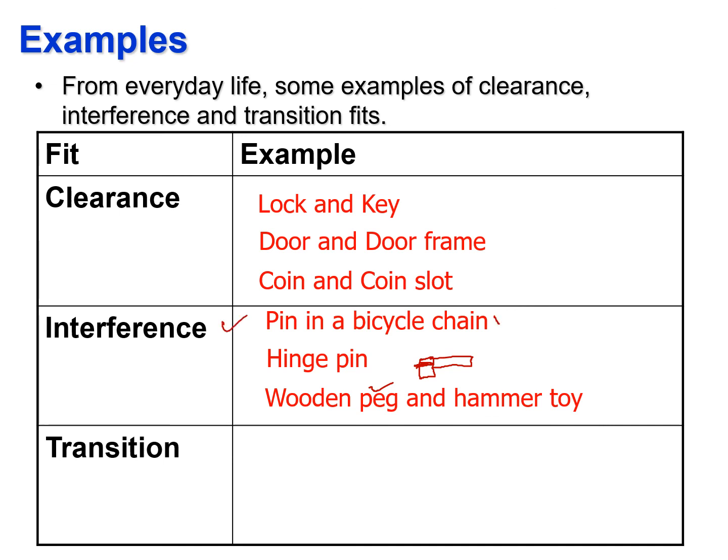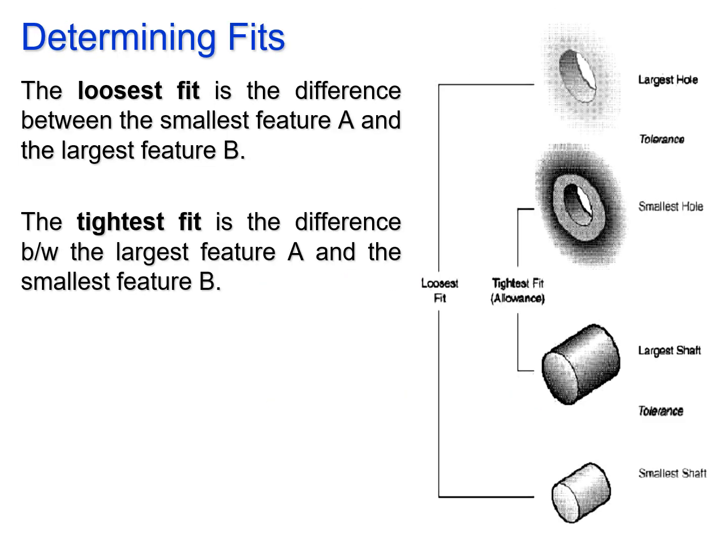The pin in a bicycle chain that we use is also an example of an interference fit. Then the transition fit example is the piston and the cylinder inside the internal combustion engine.